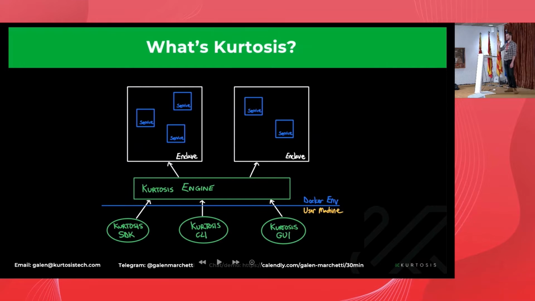So this is the Kurtosis idea. The Kurtosis idea is every distributed system must run inside of an environment. And that environment is going to be composed of one or more different components. That would be your services, maybe your monitoring, ingestions, etc. Those all go inside of what we call an enclave. An enclave is like a walled garden.